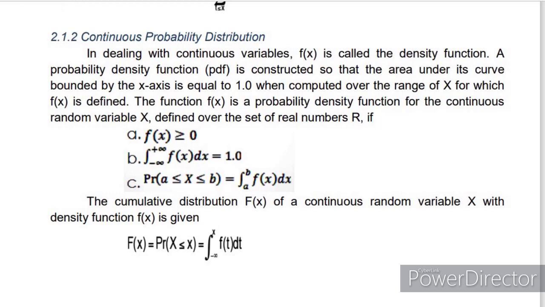So the cumulative distribution F of x of a continuous random variable X with density function f of x is given. F of x is equal to the probability of the random variable capital X less than or equal to small x is equal to the definite integral of f of t dt from negative infinity to positive x. Okay, so when you see a definite integral, it belongs to continuous probability distribution.